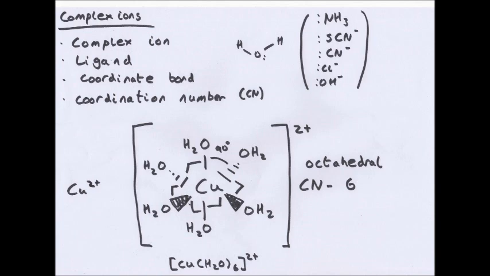Now, a coordinate bond is a bond in which one of the bonded atoms provides both electrons for the shared pair. Basically, it's a dative covalent bond. And the coordination number is the total number of coordinate bonds formed. I've given an example here of hexaaqua copper, I believe is the name. You don't need to know how to name them, so don't worry. Here, you have the copper ion centrally, surrounded by water.